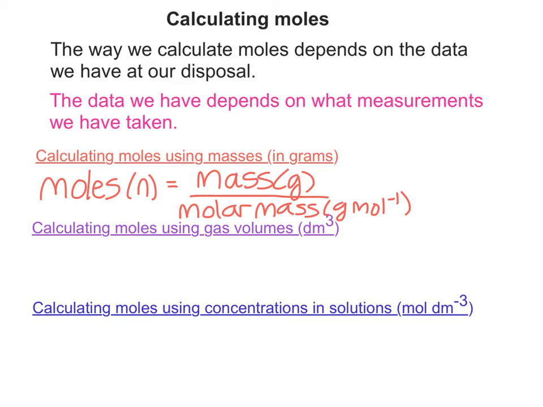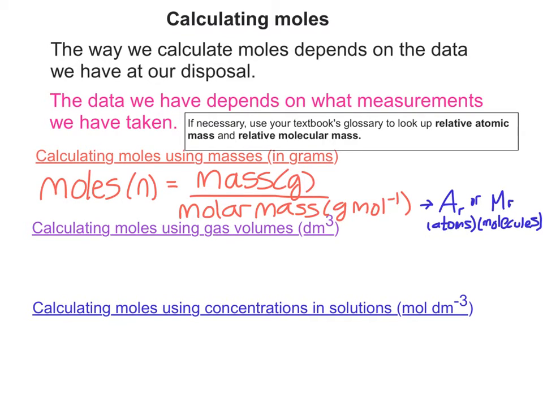So if we've got masses in grams, to work out the moles, what you do is you divide the mass in grams by the molar mass, which is in grams per mole, g mol^-1. Now your molar mass is the same as your relative atomic mass if you're talking about atoms, or your relative molecular mass if you're talking about molecules. So if you need to at this point, you might want to go and look up in your textbook's glossary the terms relative atomic mass and relative molecular mass.